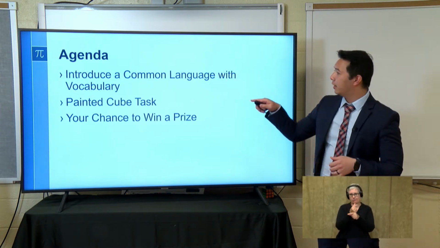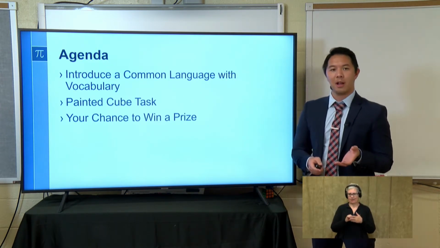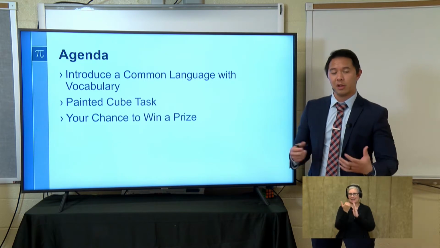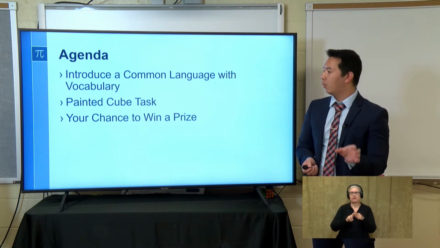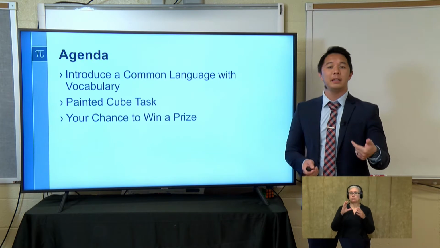Now, the agenda to accomplish this. I'm going to introduce you to some common language with some vocabulary. So we're going to try and establish a baseline for that. And then we're going to take a look at a task called the painted cube.